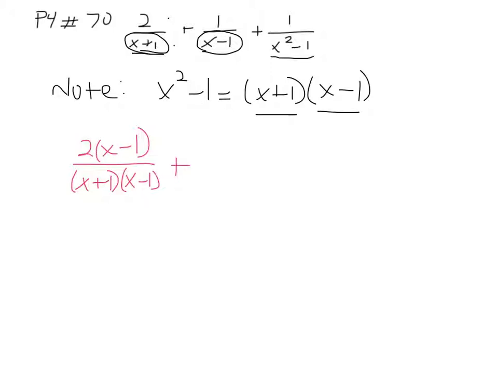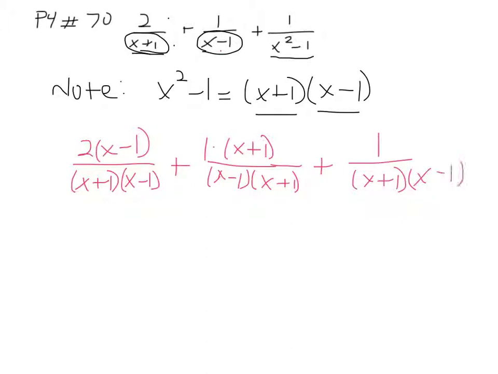If we multiply it on top and the bottom, it's the same thing as multiplying by 1. On our second term, we're going to have 1 times, we need an x plus 1 on that one. So we're going to have an x minus 1 that's left over from when we started, times our x plus 1 that we're multiplying on the top and the bottom to get our multiplication by 1. Now our remaining term, 1 over x squared minus 1, is already x plus 1 times x minus 1.